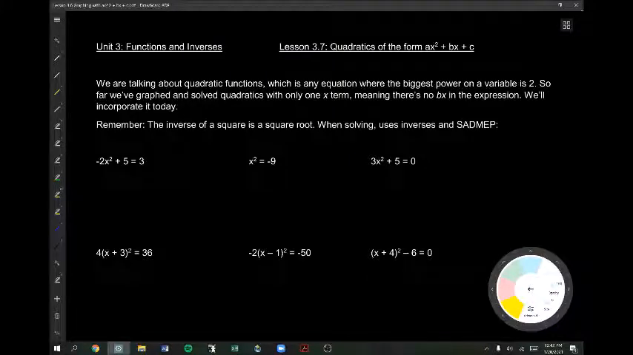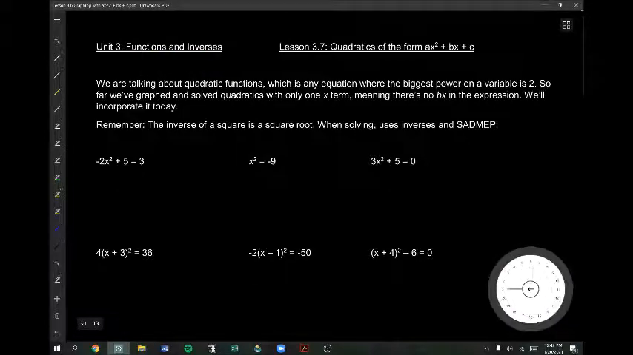Okay, Unit 3 is on functions and inverses still. This is lesson 3.6 and not 3.7. And in 3.6, we're doing quadratics with the b term. So far, all the quadratics we've been doing haven't had the b term. They've just been ax squared plus c. Today we'll add in a b term.